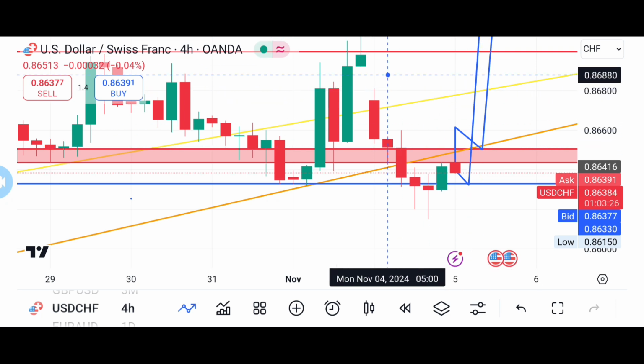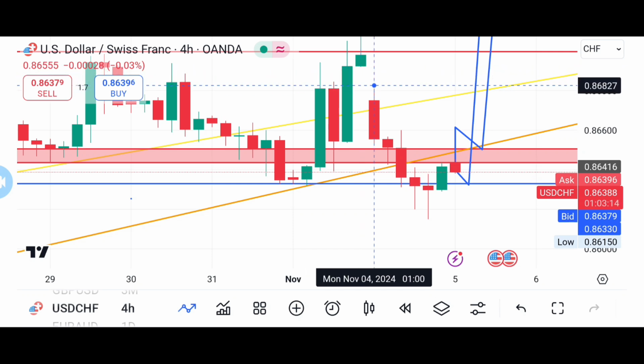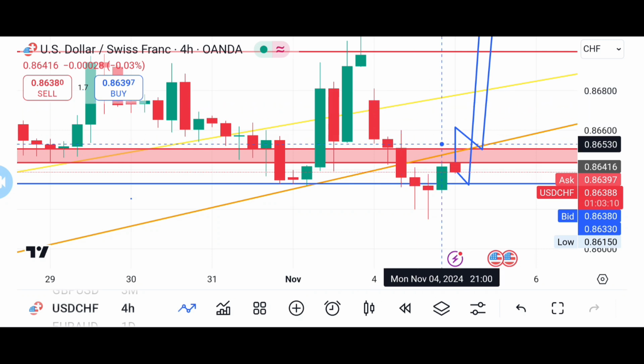Are we together? My aim is the price must fill this gap. Can you see? This is a gap that the price must fill. So that is the plan for USDCHF.